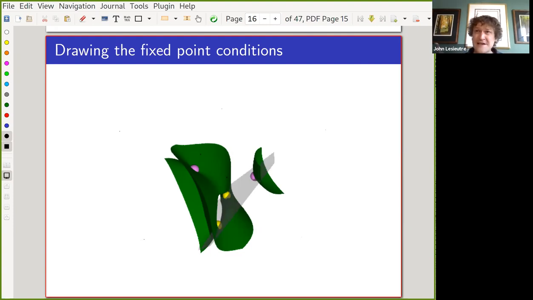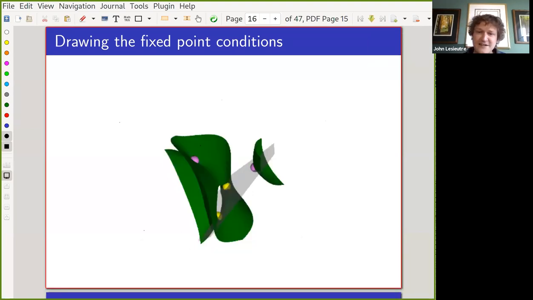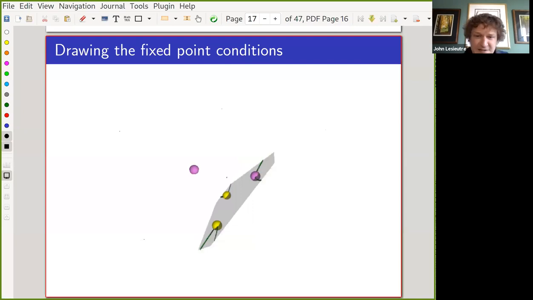So we're supposed to draw the plane through the points P, the two base points of the Bertini involution, plus the point we want to be fixed, which is the purple point. So there's that plane. So we get a plane cubic by intersecting our cubic surface with the plane. It's a little hard to see here. I couldn't find a perspective that would make this work well. So there's a plane cubic, that's our cubic surface intersected with the plane.